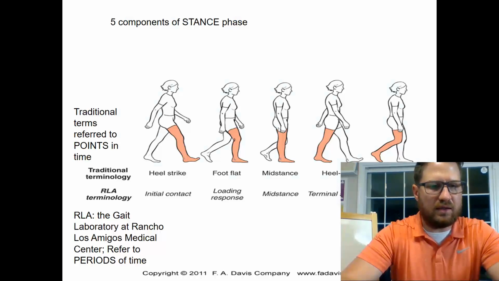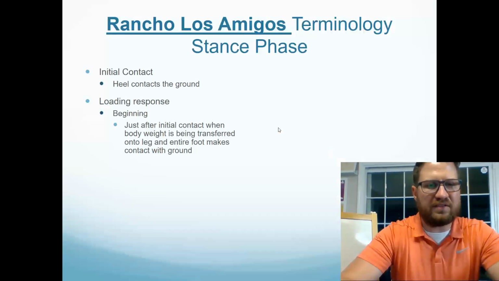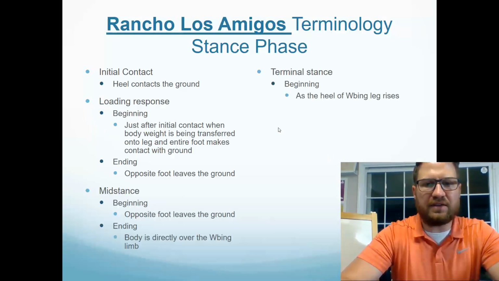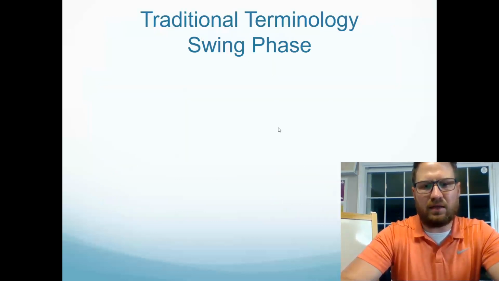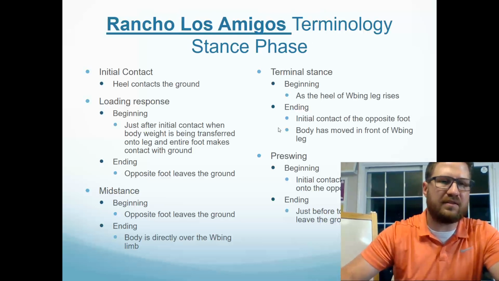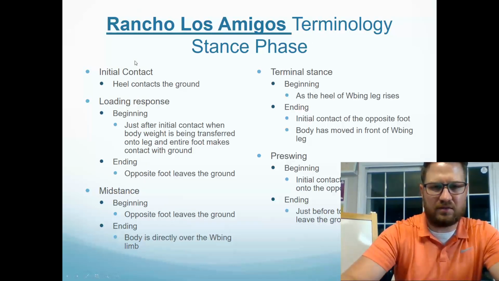It's a gait laboratory at the Rancho Los Amigos Medical Center. It kind of refers to periods, whereas the traditional terms refer to points in time. Rancho Los Amigos is going to refer to periods. So you're going to see that the Rancho Los Amigos system utilizes a beginning and an end. So initial heel contact, same as heel contact.